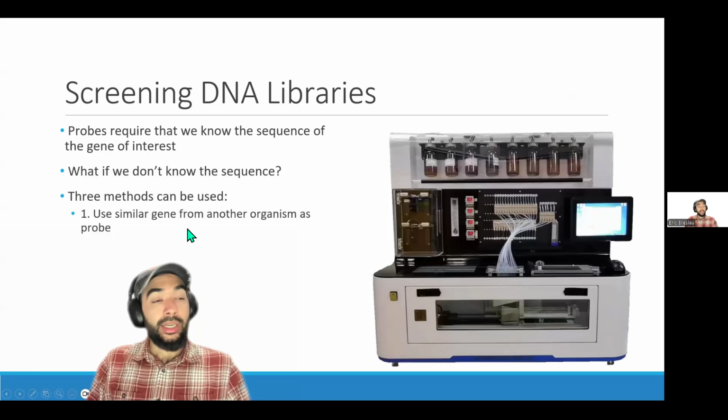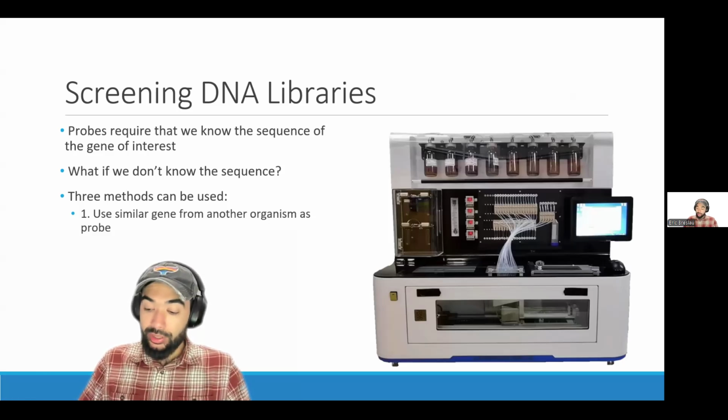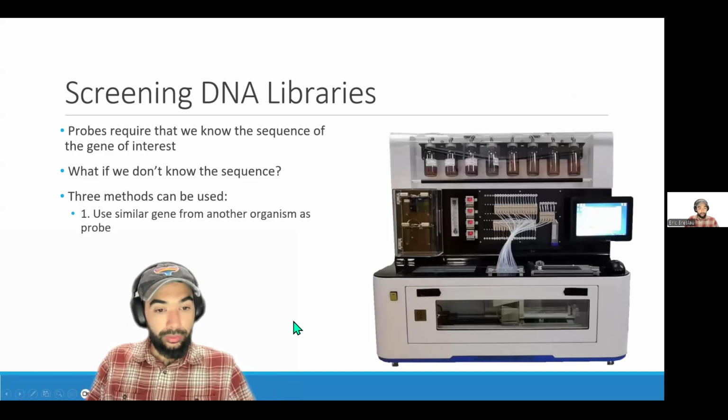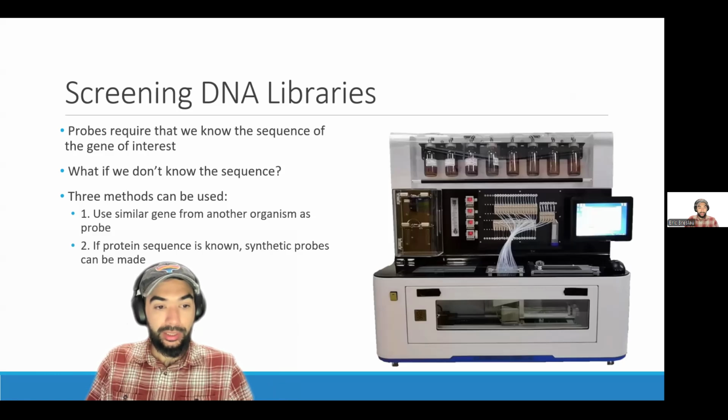One is that, like I mentioned, if we know another species or strain contains the gene or sequence of interest, oftentimes we can just use that sequence as a reference to create a probe. And that's because probes don't need to have 100% sequence accuracy. There can be a couple nucleotides here and there off, and we'll still get hybridization. And so we can use the gene from that similar or related species.